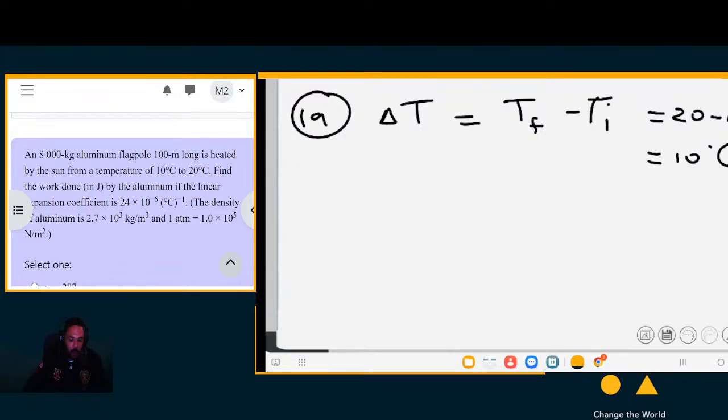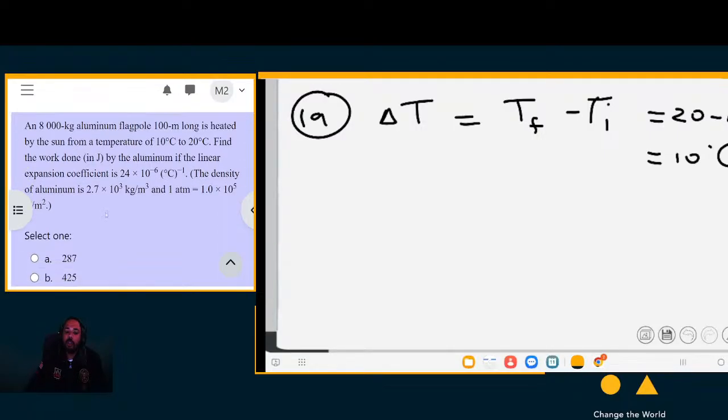Okay, now they want to calculate, they tell us also to find the work done by the aluminium if the linear expansion coefficient is 24 times 10 to the negative 6 per degree Celsius, and the density of aluminium is 2.7 times 10 to the 3 kilogram per cubic meter, and 1 atmosphere is equal to that. Now, we know that work can be calculated by pressure times the change in the volume.